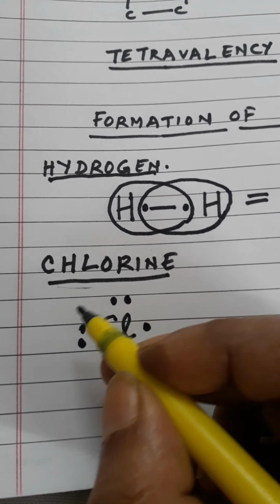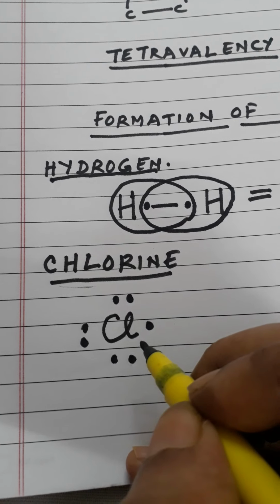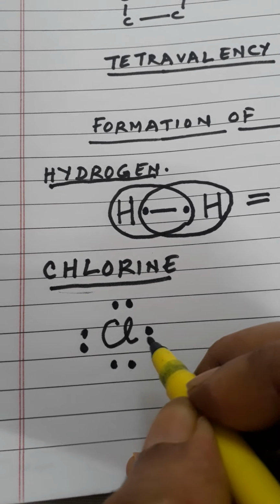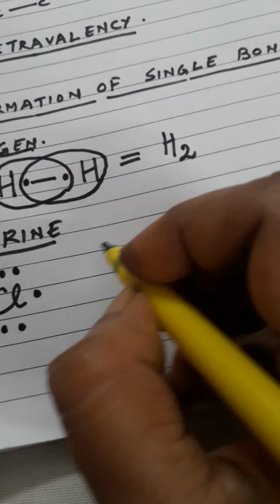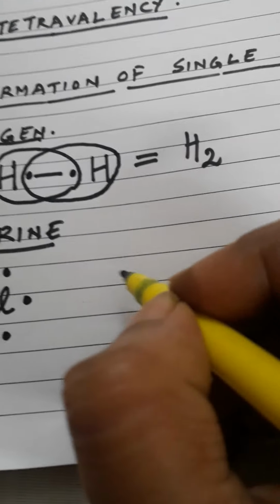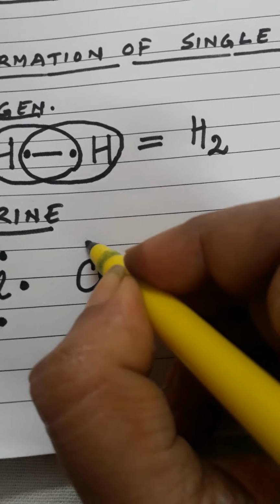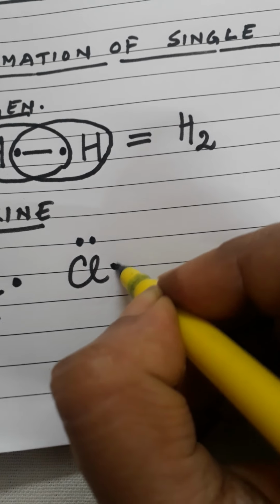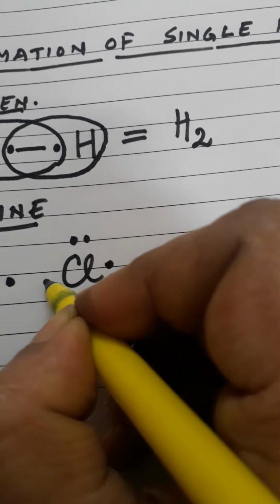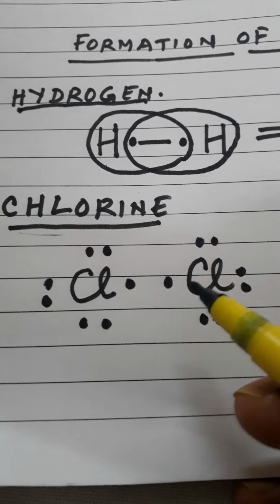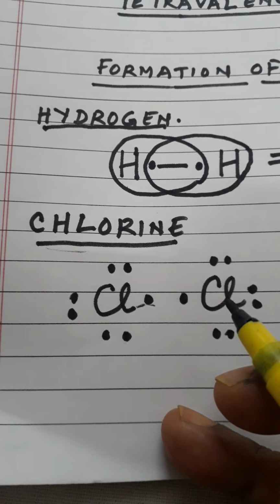So chlorine has 7 electrons in its outermost shell. But it is unstable. It needs another one to form a chlorine molecule. So I am going to write down or show another chlorine molecule. Here also 1, 2, 3, 4, 5, 6 and 7. So one thing you have noticed that the single electrons are facing one another.